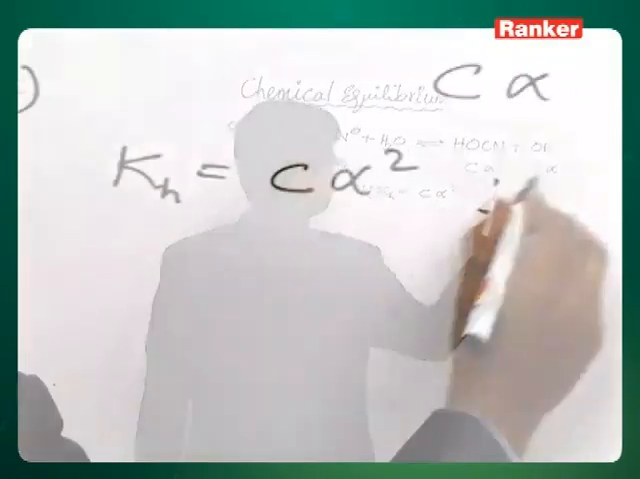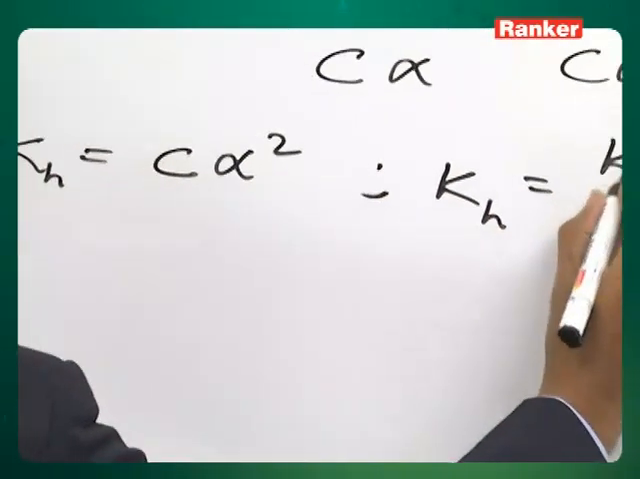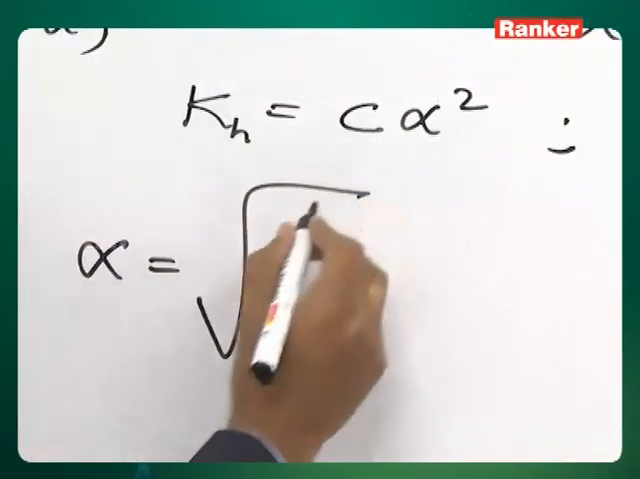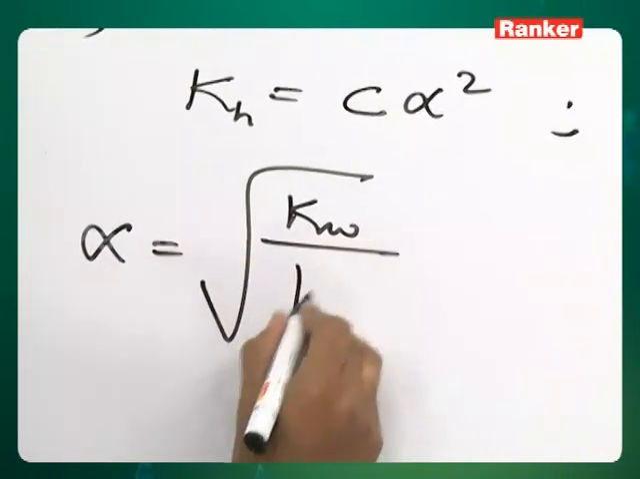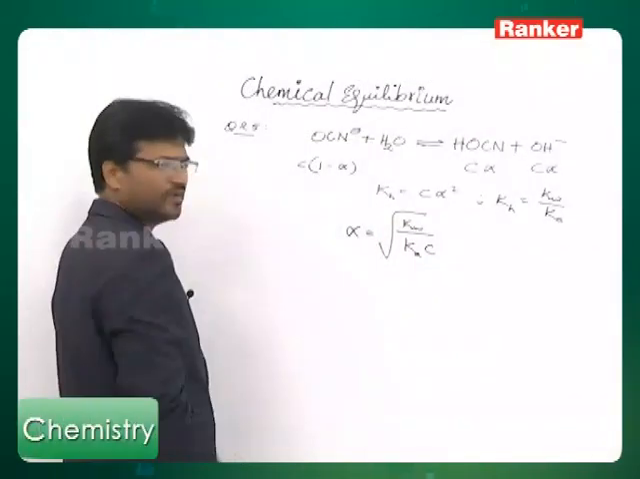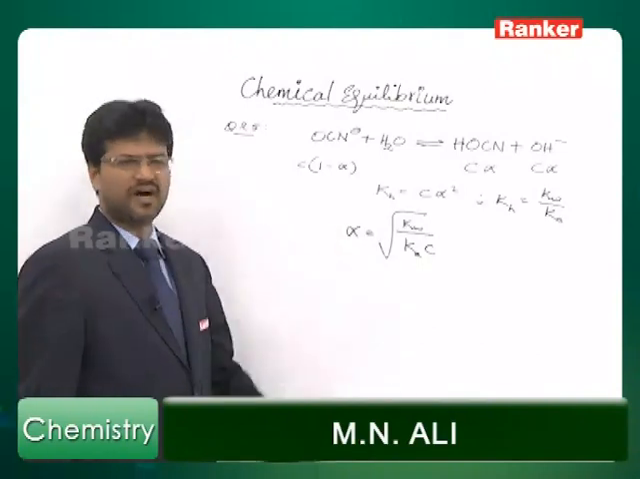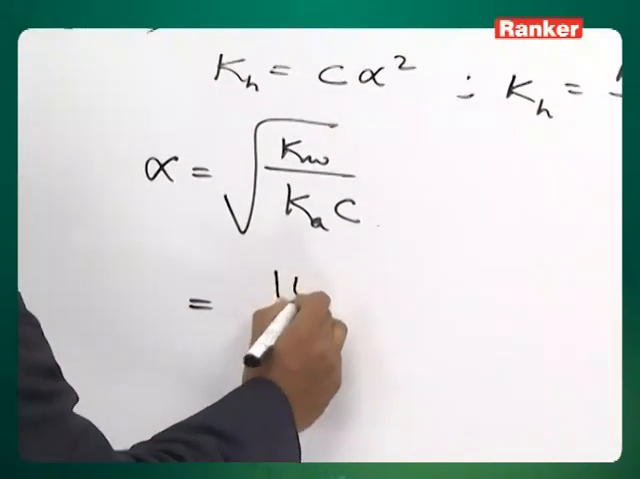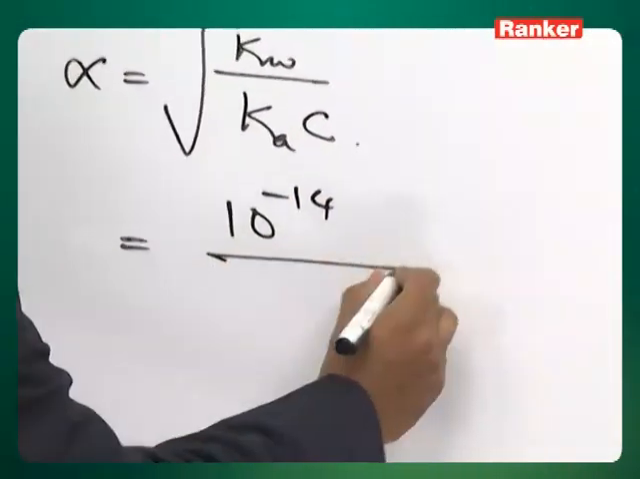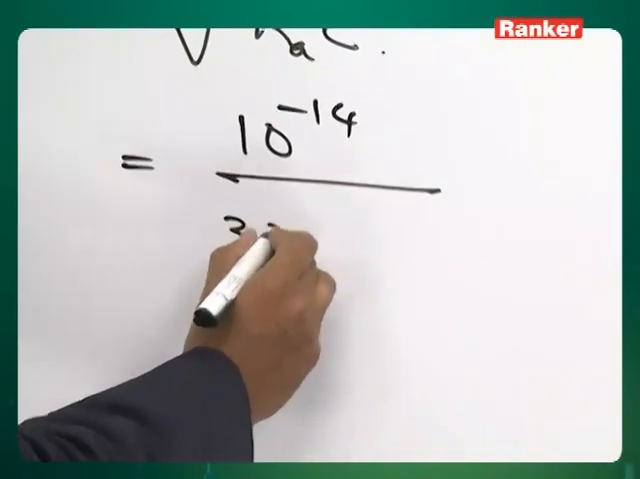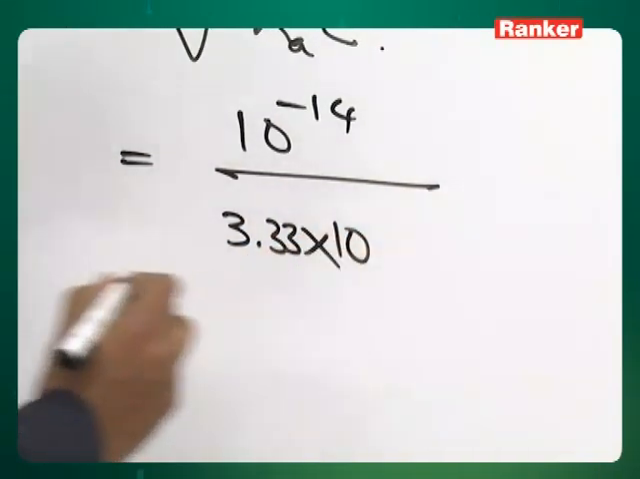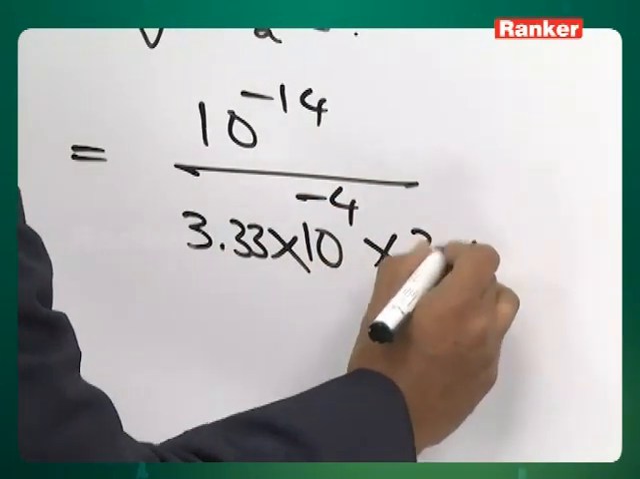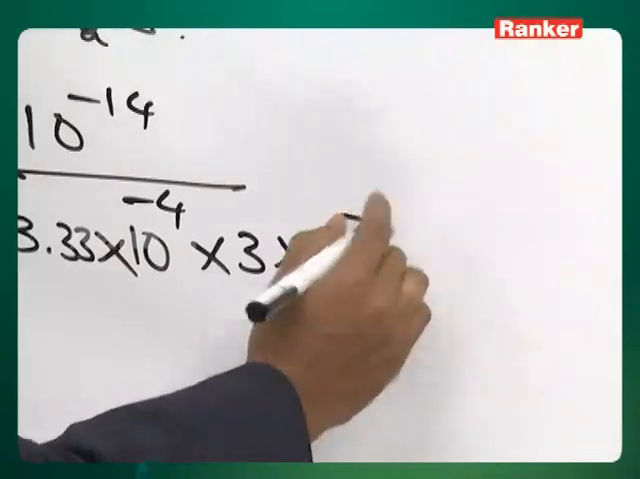And we know that Kh equals Kw by Ka. So alpha equals root over Kw by KaC. This is the formula we are going to make use of to find out alpha. Alpha is degree of dissociation. Let's try to put the values. Kw is 10 raised to minus 14, and then this is 3.33 into 10 raised to minus 4, and this is 3 into 10 raised to minus 3.